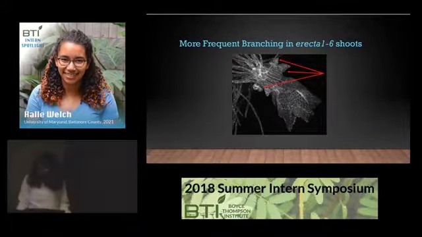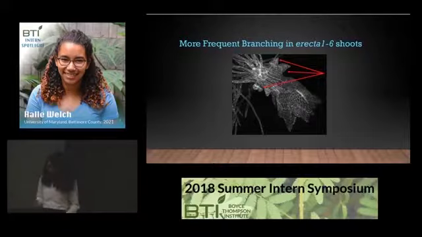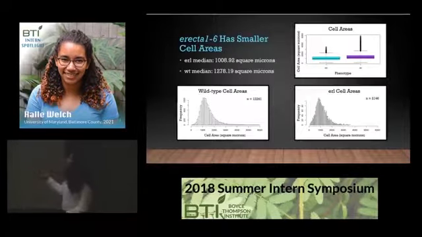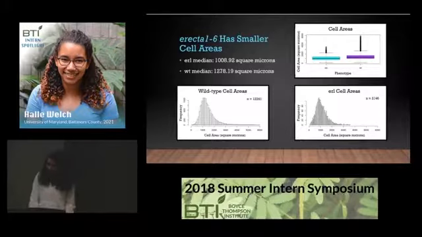So in terms of area, we noticed that the median wild type was almost 300 square microns larger than the erecta. And while both of these histograms are skewed, you can still see this difference. For the erecta median, it was 1,008 square microns, and the wild type median, it was 1,278 square microns. And this supports our hypothesis that the erecta leaves would be shorter and smaller than the wild type, and it also could explain why the entire shoot is smaller.